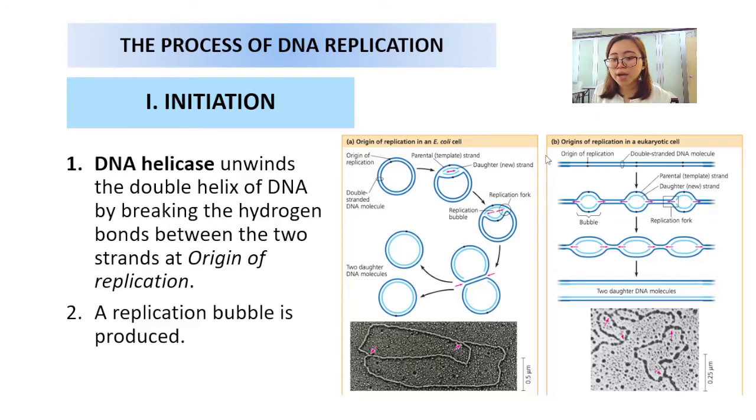If it is in a eukaryotic cell, eukaryotic DNA is linear.